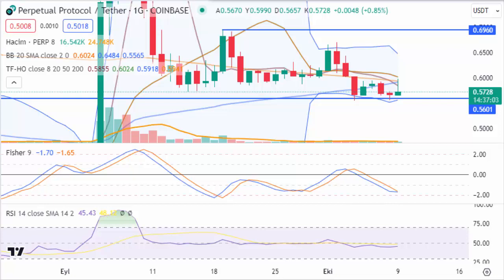At the upper end, we have a resistance zone at $0.6960, while below it, there's a support zone at $0.5601. Additionally, the volume has significantly decreased, which, while not necessarily a bad sign, is concerning because we don't have historical volume data to compare it to.